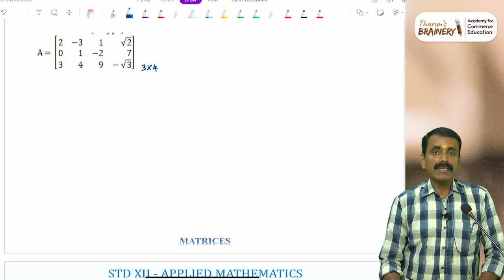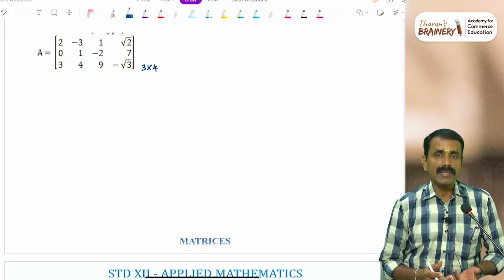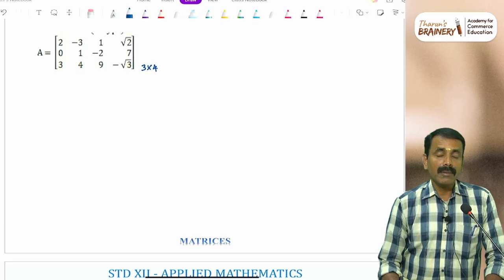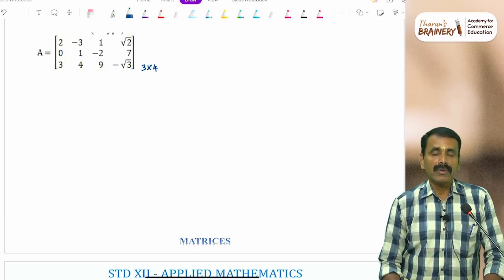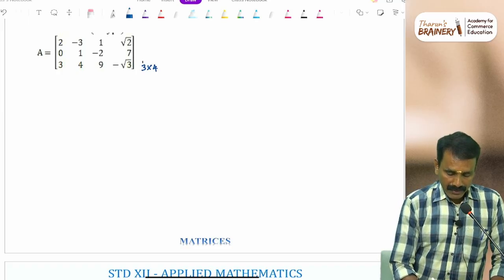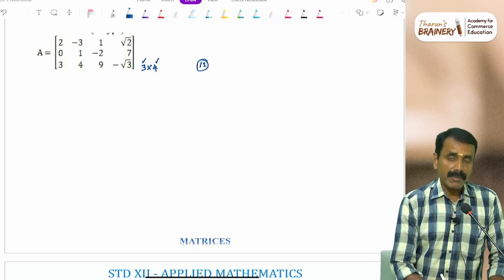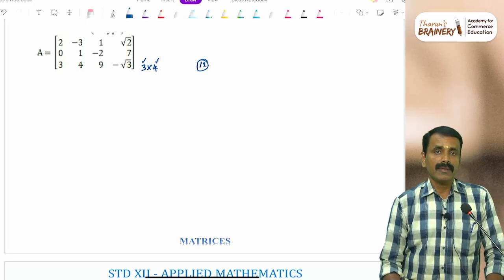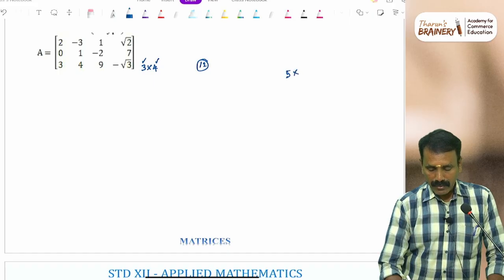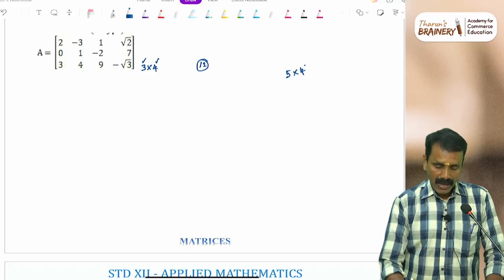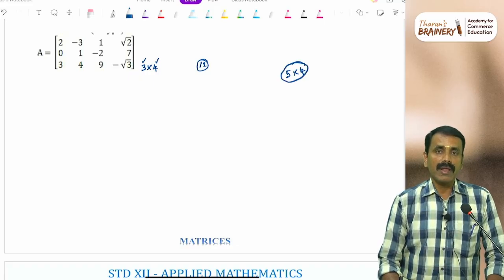Is it clear? Is there any relationship between the number of elements present and the order? Yes, naturally. The number of elements present in a matrix is equal to the product of the number of rows into the number of columns. Here we are having 3 rows and 4 columns. Multiply. So, 3 into 4 is equal to 12. So, how many elements are going to be there in this matrix? In this matrix, we are going to have 12 elements. Suppose a matrix is going to have 5 rows and 4 columns, how many elements will that matrix have? Yes, exactly. It is going to have 20 elements.